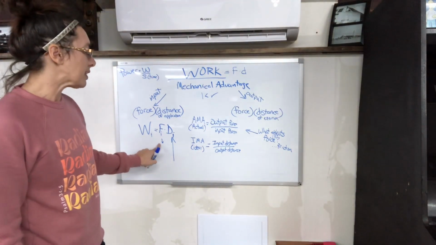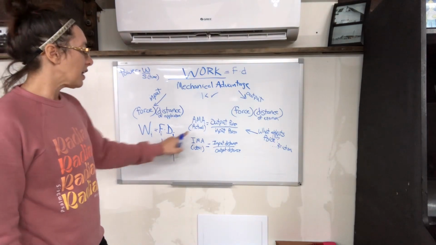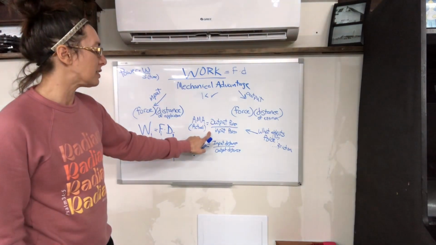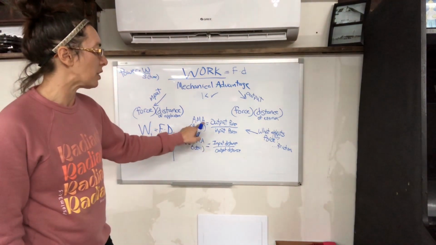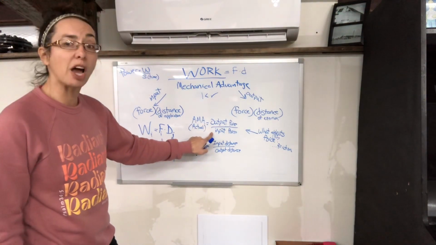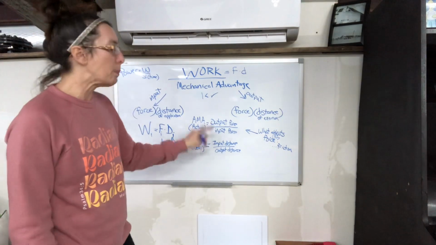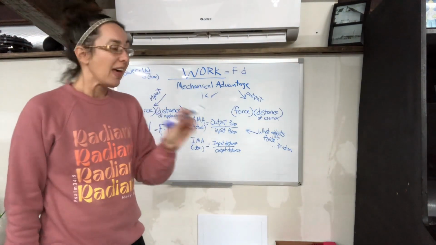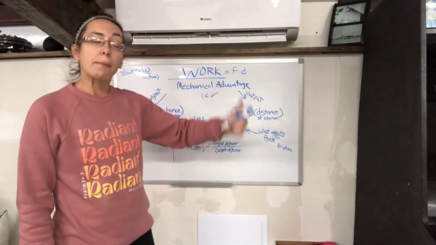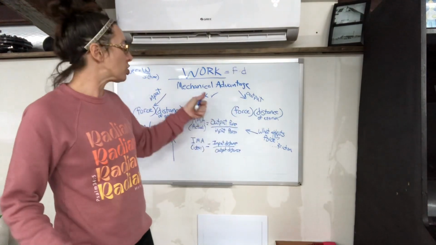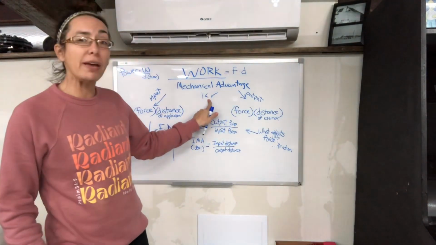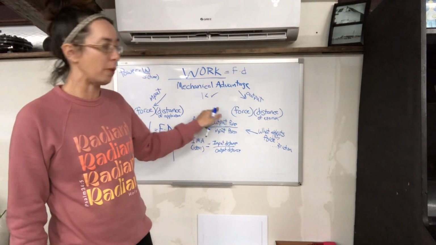So I'm going to have a little bit of force, because in our actual mechanical advantage, we want this denominator to be as small as possible. The smaller this number is, the higher my mechanical advantage is. And that's the goal. We want this to be as much bigger than 1 as possible.